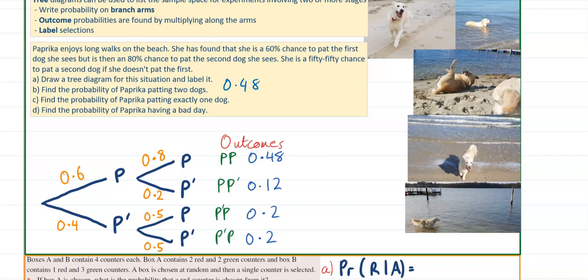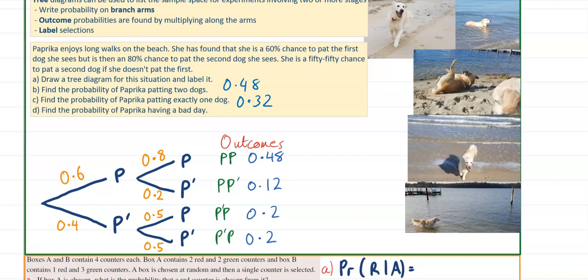Find the probability of Paprika patting exactly one dog, so that would be P and not P, or not P and P, and we're going to add those together, which gives us 0.32. So we're adding those final outcome probabilities.